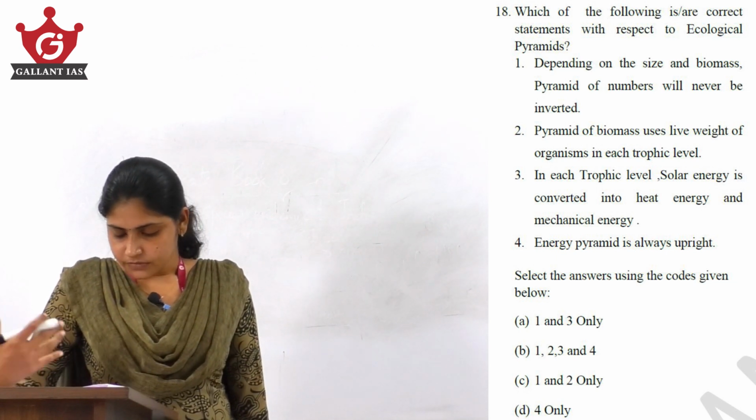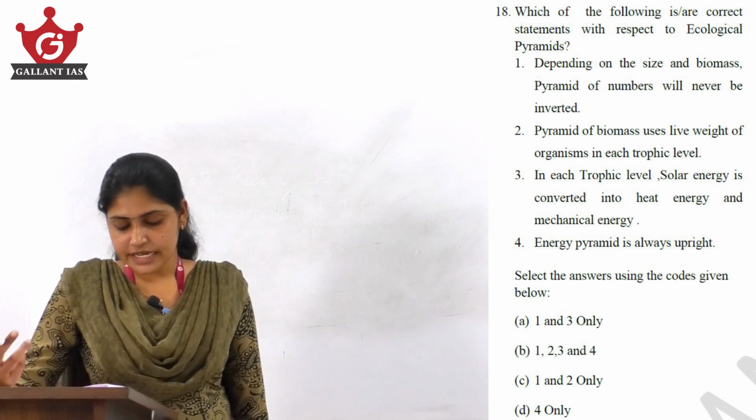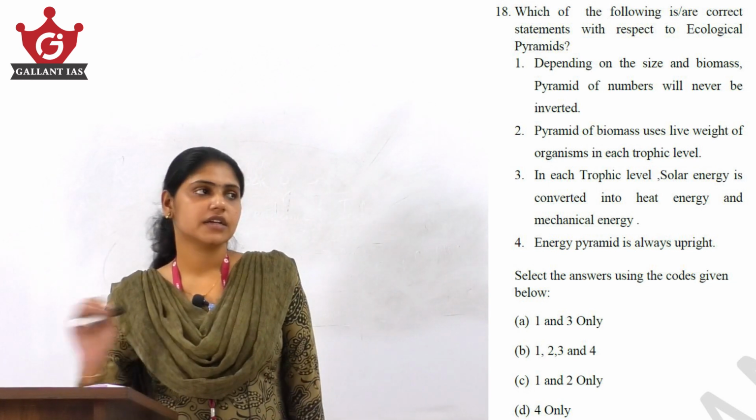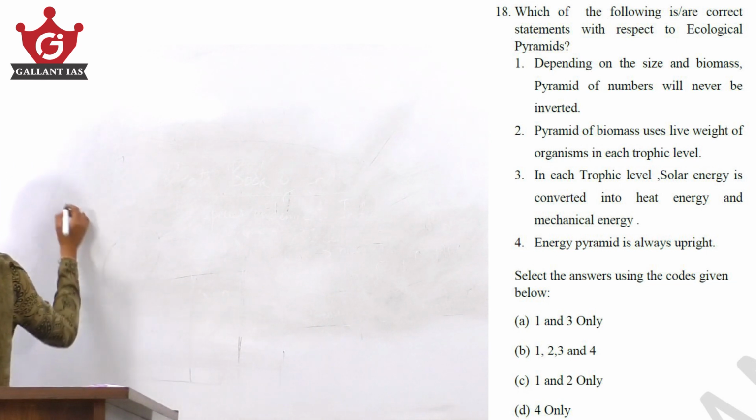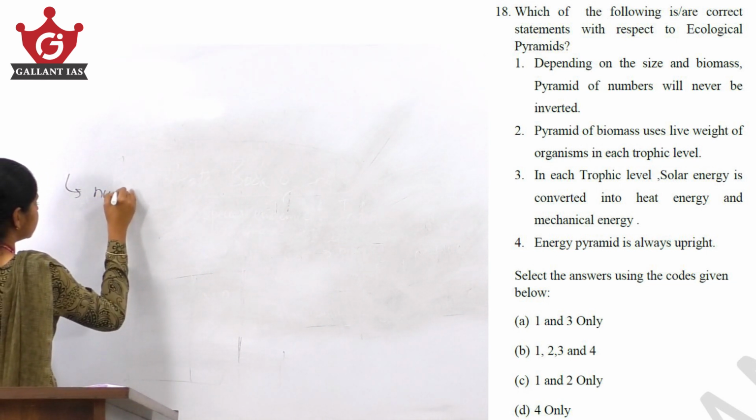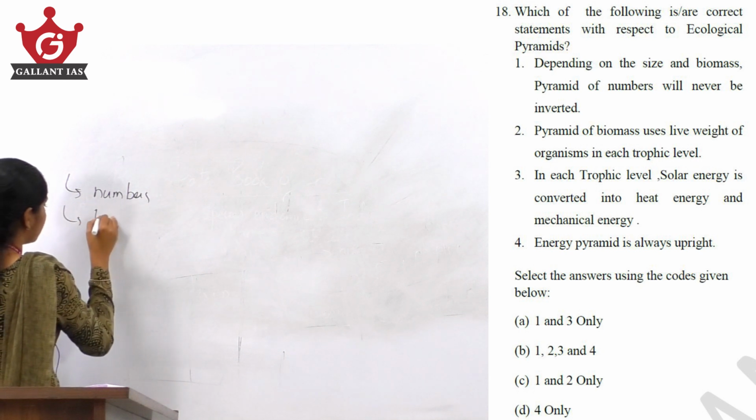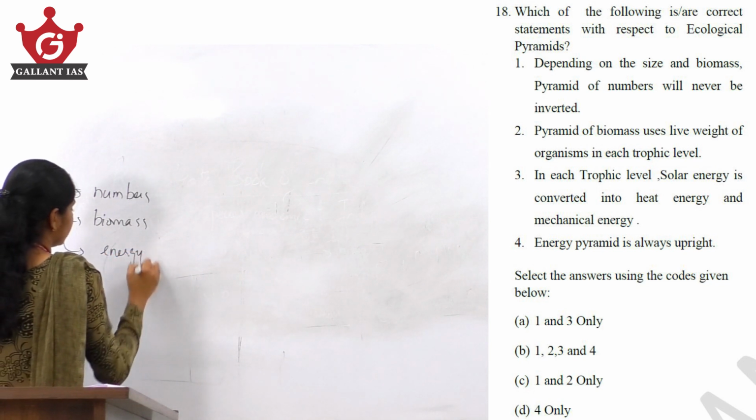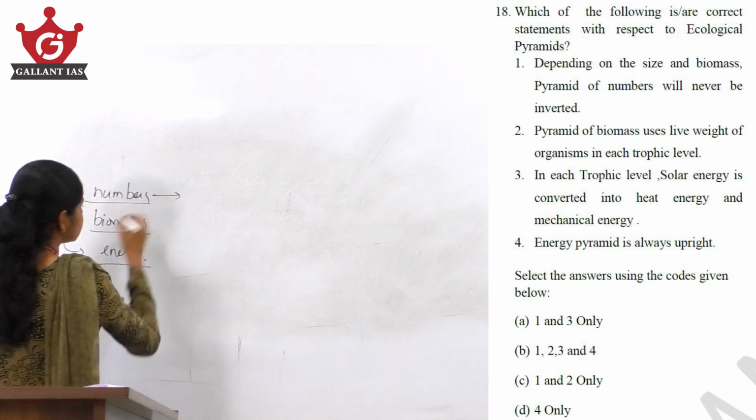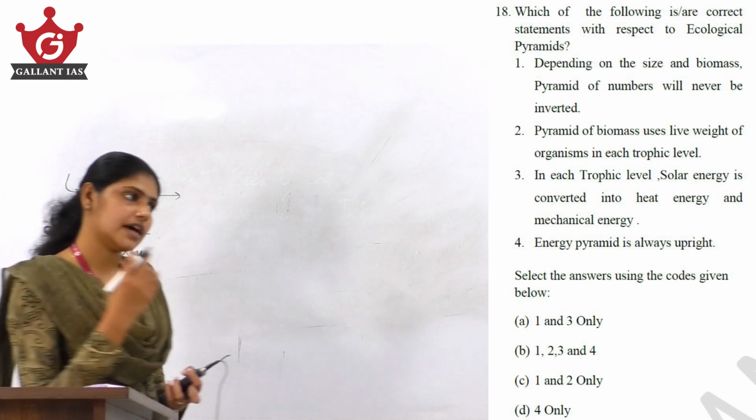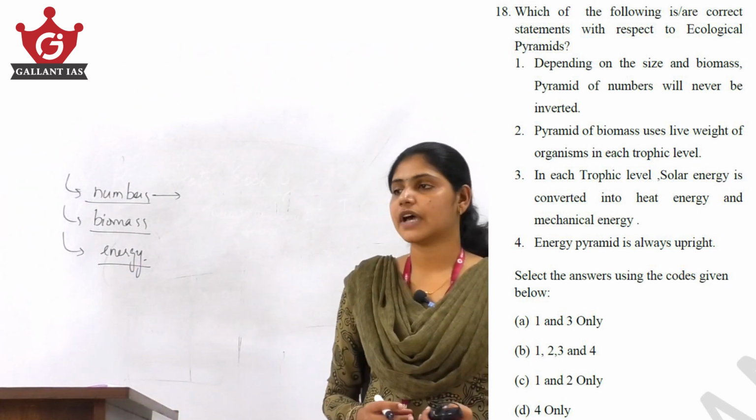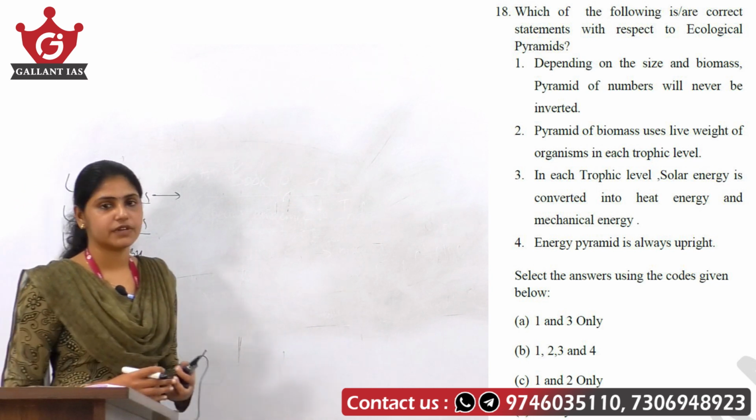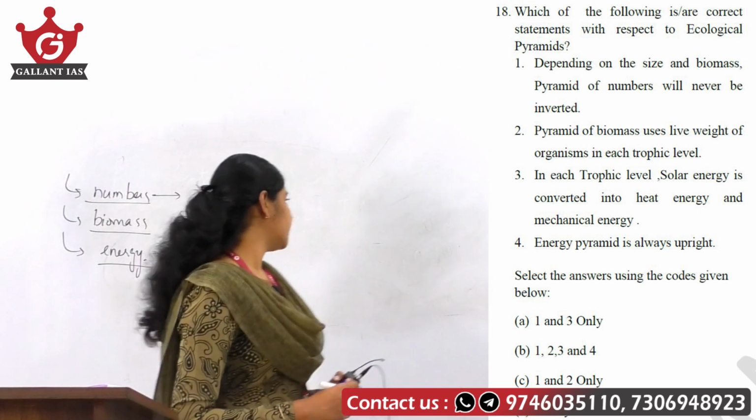Here, the first statement says, depending on the size and biomass, pyramid of numbers will never be inverted. We have seen, when we talked about ecological pyramids, that there are the pyramid of numbers, the pyramid of biomass, as well as the pyramid of energy. The pyramid of numbers can either be inverted or upright. Inverted cases are also there for the pyramid of numbers.